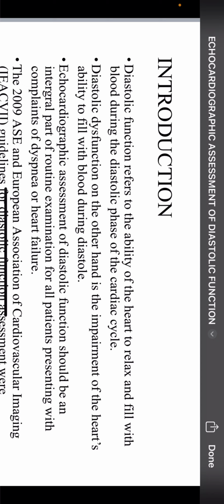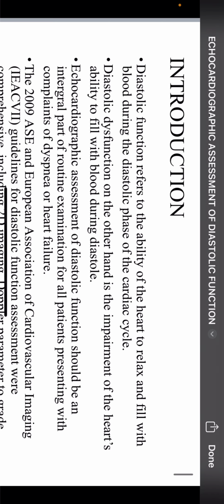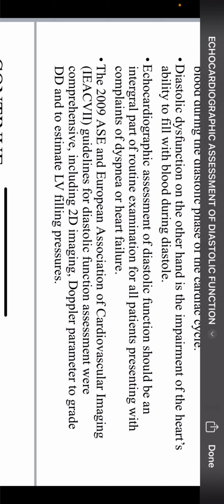Echocardiographic assessment of diastolic functioning should be an integral part. That is, it should be assessed in almost all patients presenting with complaints of dyspnea or heart failure. Dyspnea can be there because the diastolic functioning of the heart is impaired, or the systolic functioning is impaired, either of the two, and the patient will be in heart failure. So in all patients presenting with shortness of breath, orthopnea, or PND, we have to assess diastolic functioning on echo.